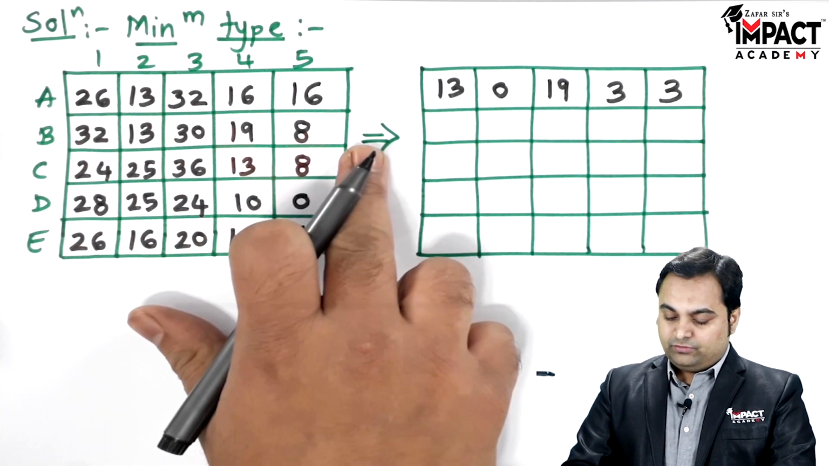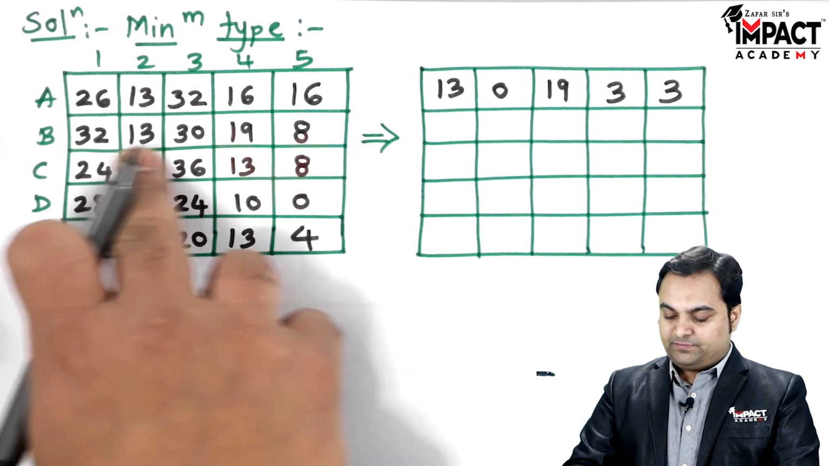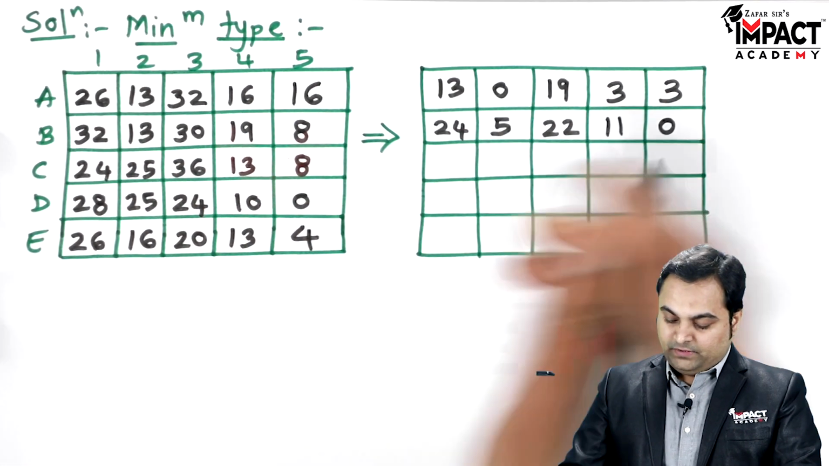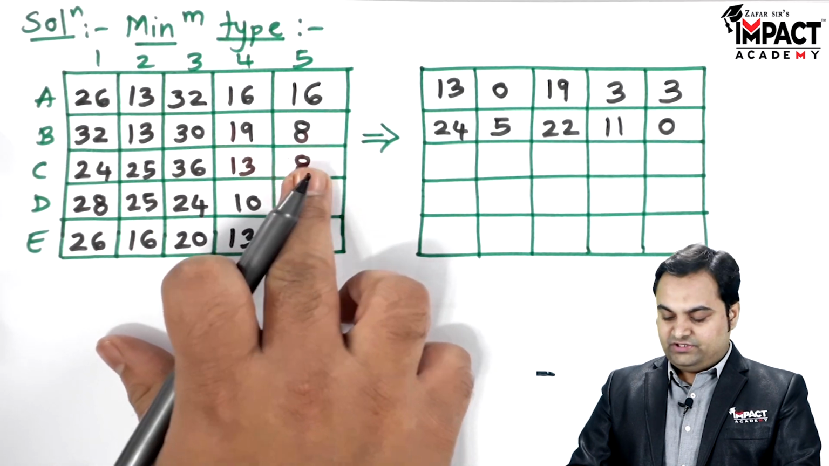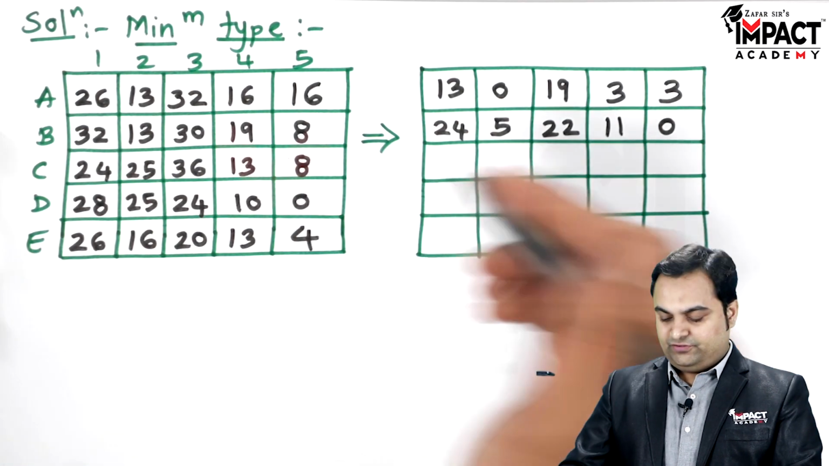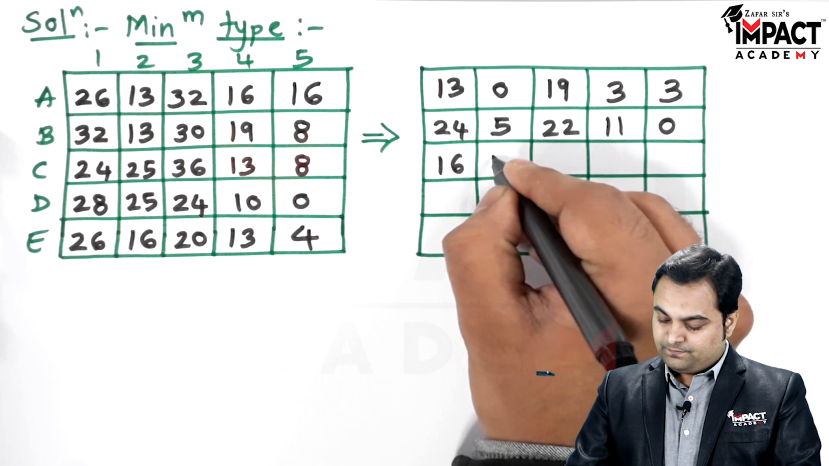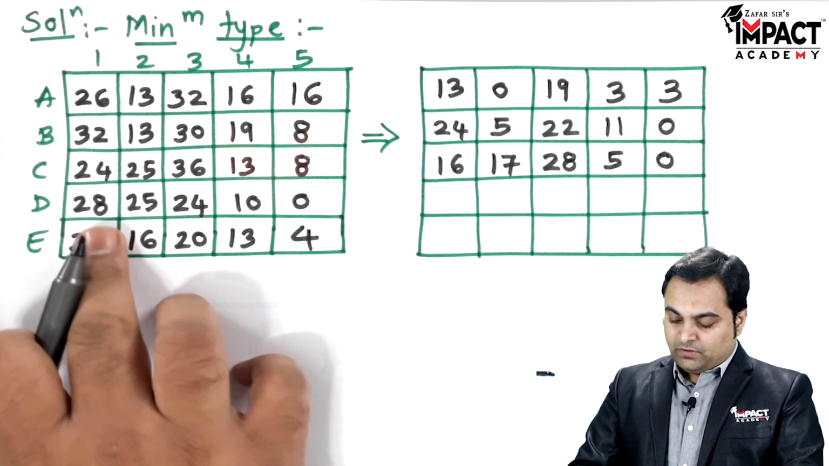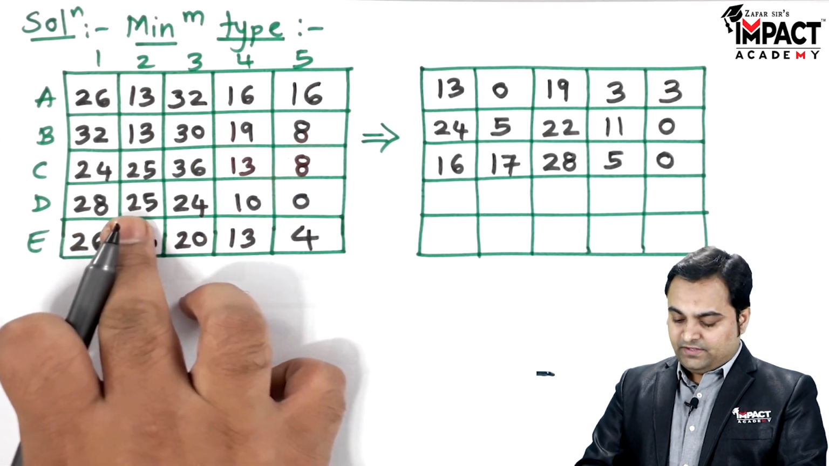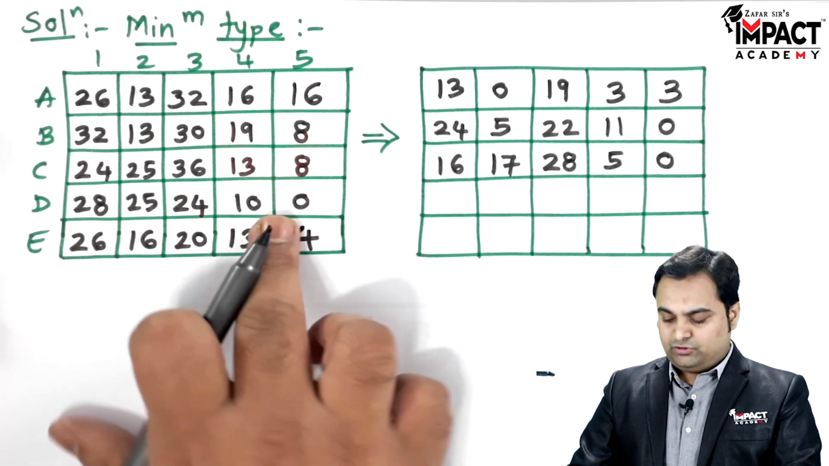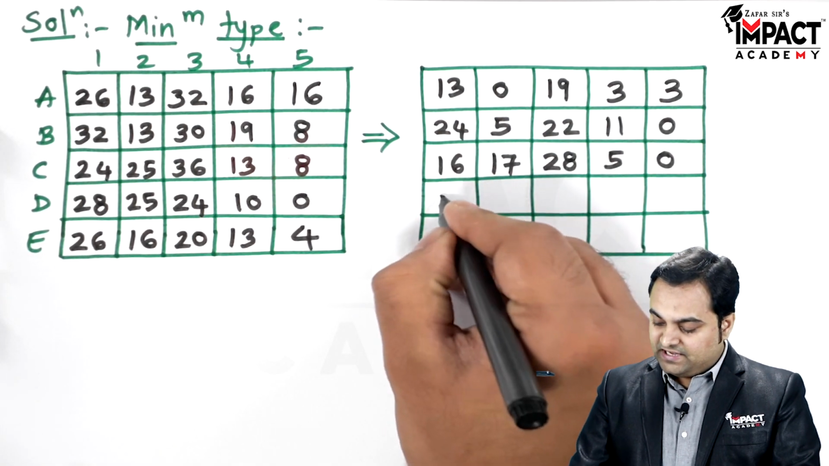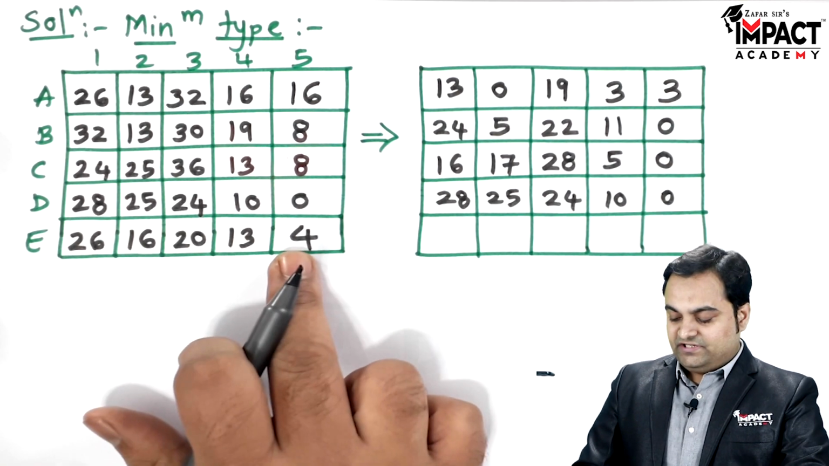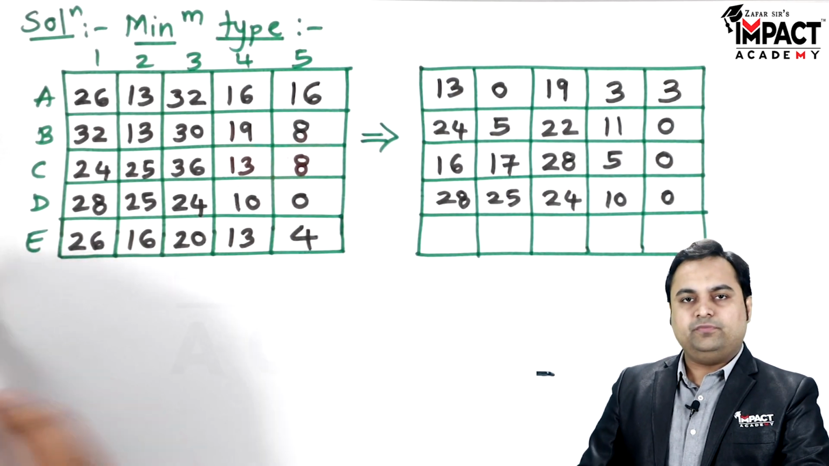Then in the second row, select the least element, which is 8. So subtract 8 from each of the terms. Then the least element in the third row is again 8. Subtract 8 from each of the terms. Then here in this fourth row, 0 is already present, so I'll repeat this as it is. Then in the last row, the least element is 4. So subtracting 4 from each of the terms.